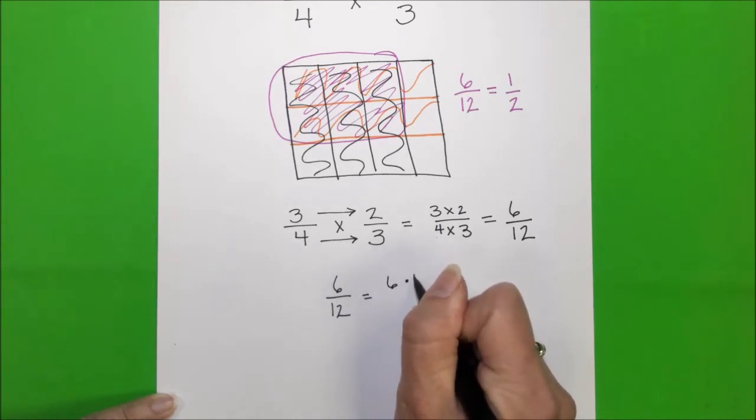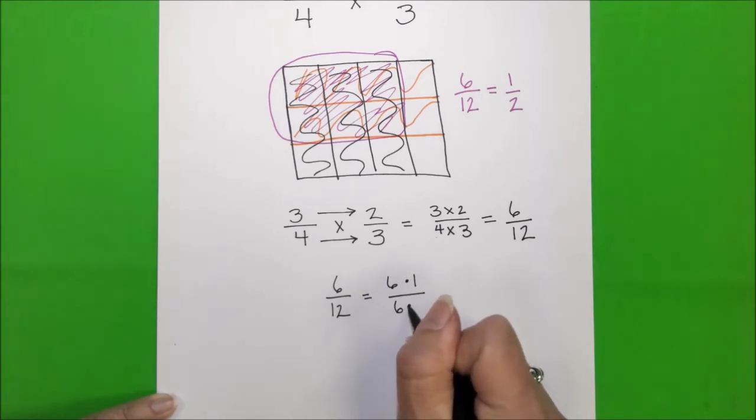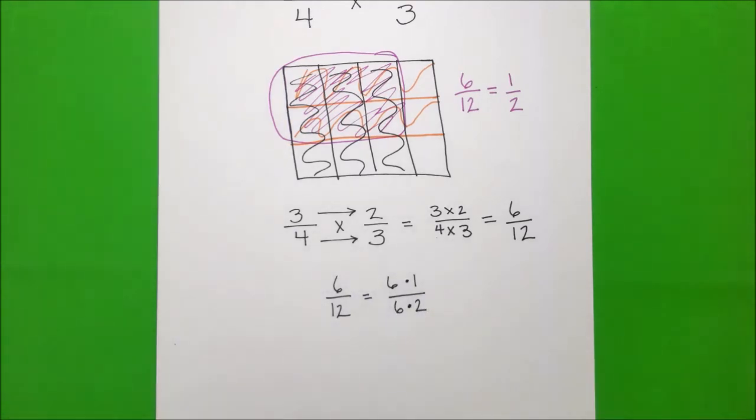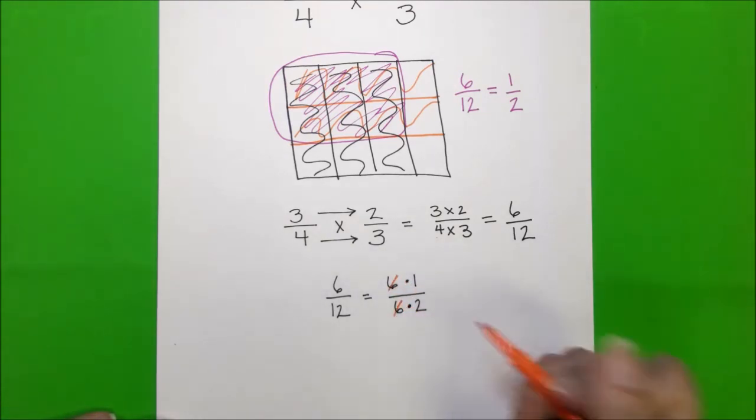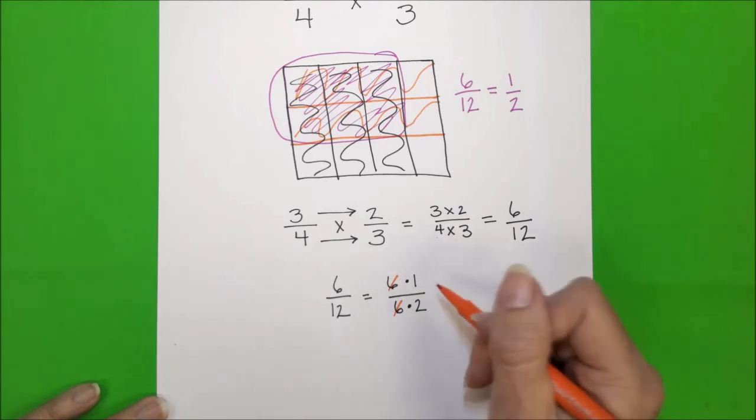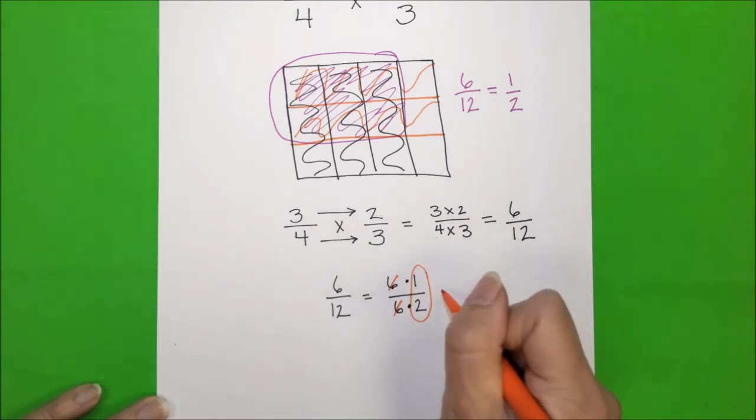6 can be rewritten as 6 times 1, and 12, well, think about it, can be rewritten as 6 times 2. We want to see if we can find a factor they both have in common, and they both have 6 in common. So then all that's left is 1/2. That's my final answer.